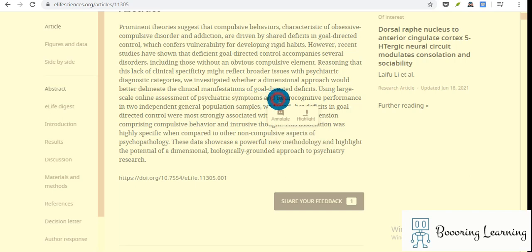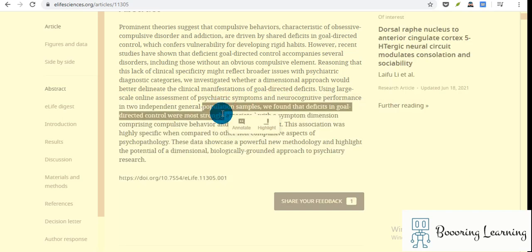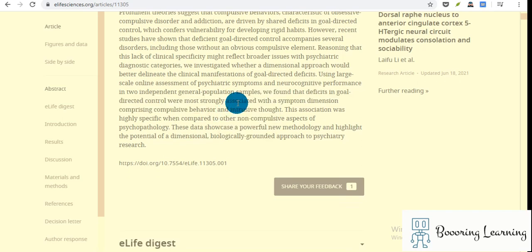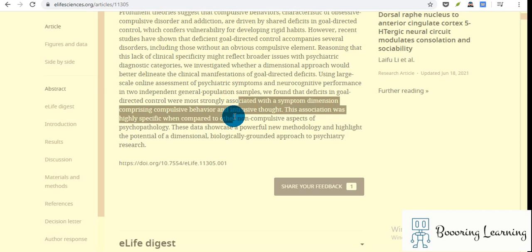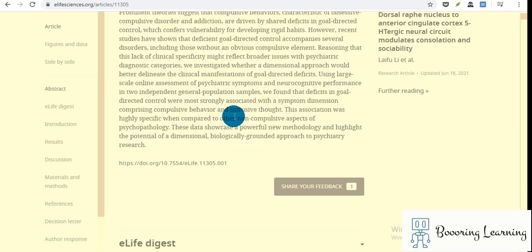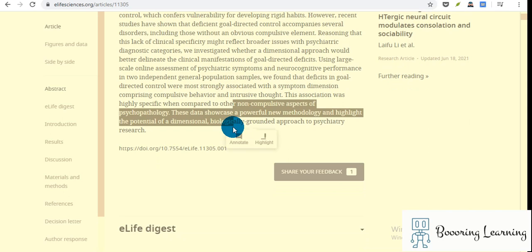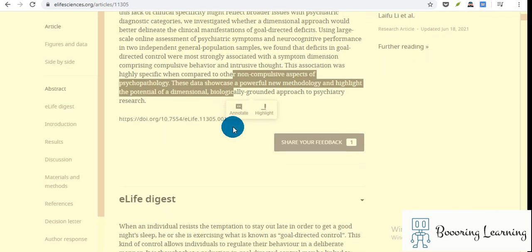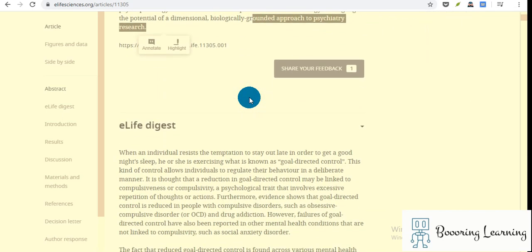in two independent general population samples, we found that deficits in goal-directed control were most strongly associated with a symptom dimension comprising compulsive behavior and intrusive thought. That is interesting. This association was highly specific when compared to other non-compulsive aspects of psychopathology. These data showcase powerful new methodology and highlight the potential of a dimensional, biologically grounded approach to psychiatry research. Dimensional, biologically grounded approach to psychiatry research. That's interesting.